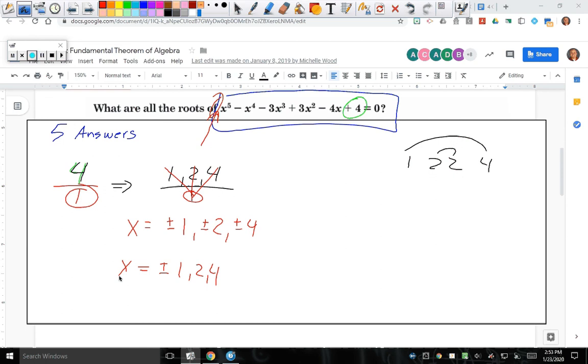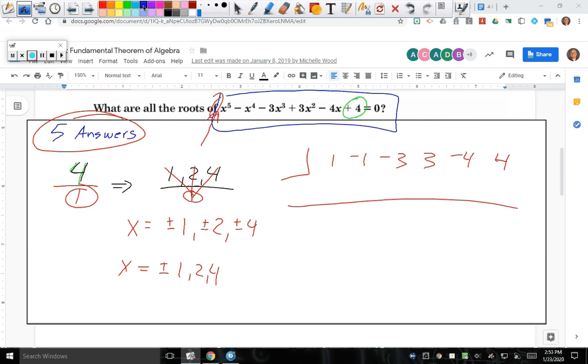Aaron just said it. We have 6 possible answers right now, but there are only 5 that will actually work. Okay? Now look, understand why I'm showing you these analogies. If I looked at 1, 2, and 4, and I was about to go 1, -1, -3, 3, -4, 4, because I'm going to do synthetic division, which number of all of these should we try first? 1. And if it doesn't work, -1.